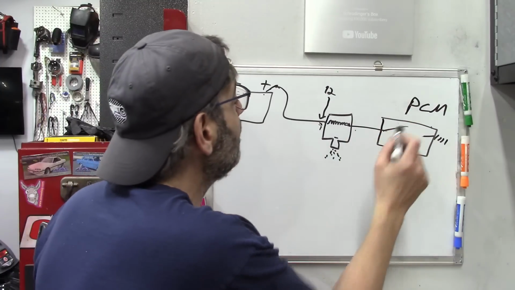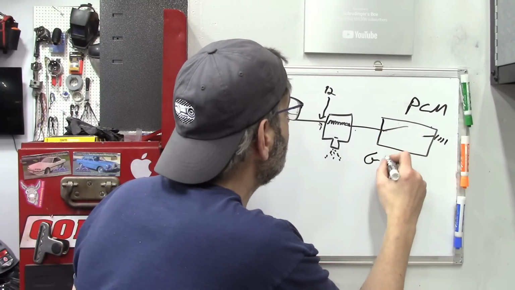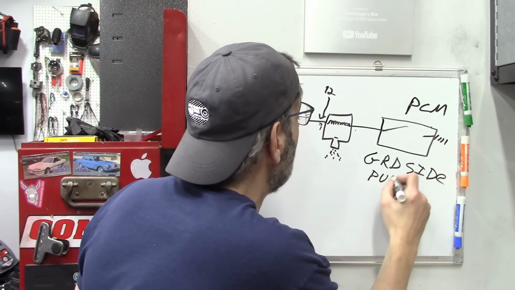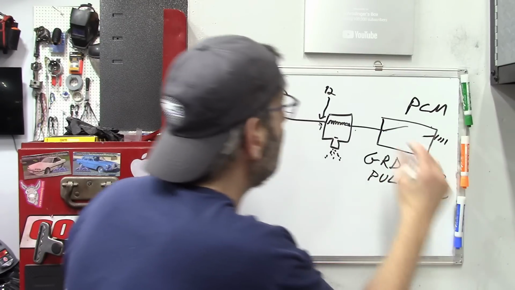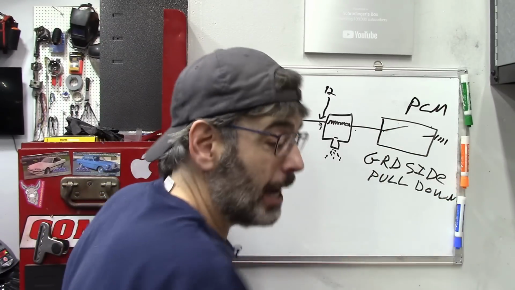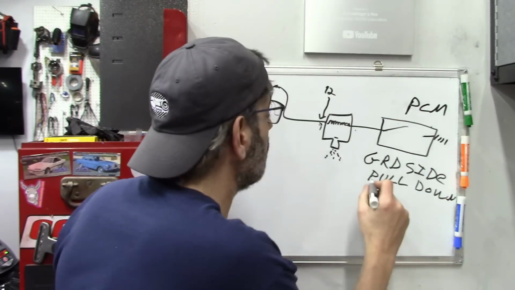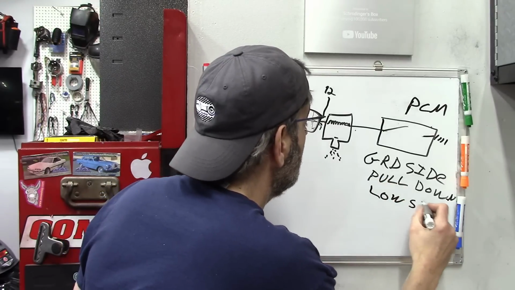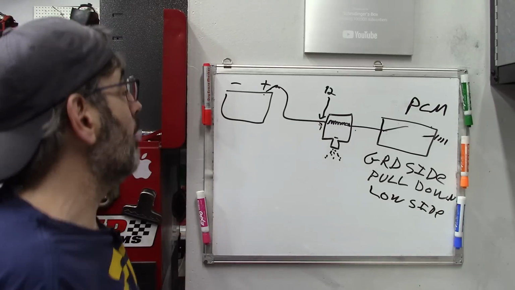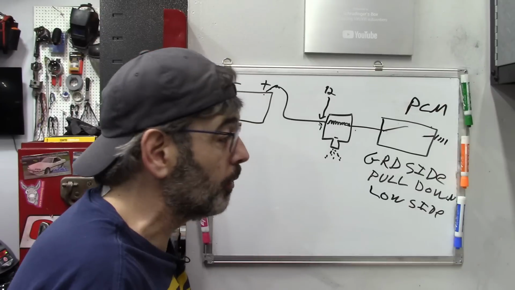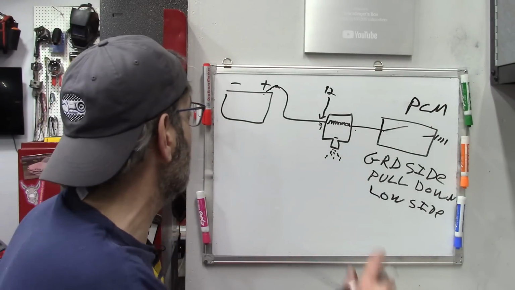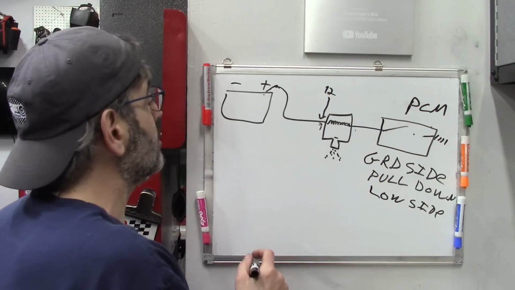All right, now, this is a ground side or a pull down, because we're pulling down to ground when we close the switch. What did this guy call it? A low side or a low side? Either of these terms mean that our switching is on the ground side here. Now, that is going to be opposed to a pull up or high side or power side switching, as I call it. And that is going to be where this is essentially reversed.